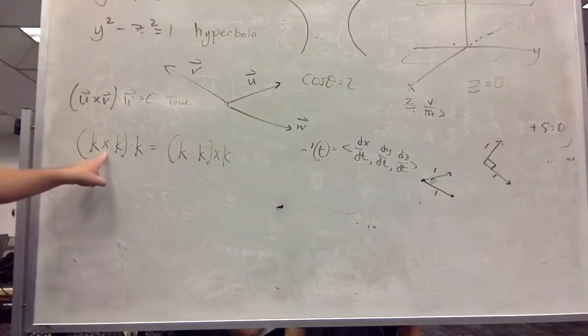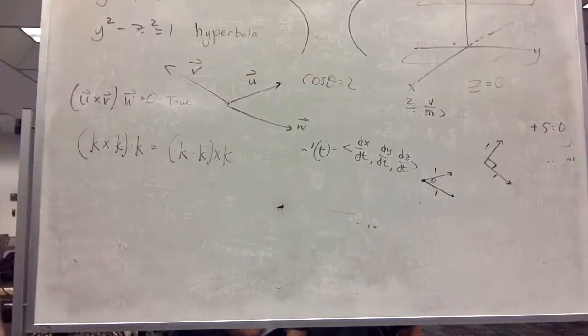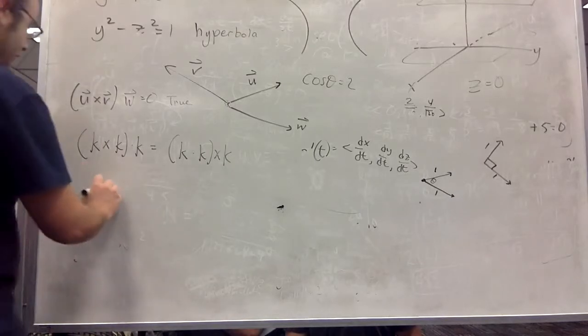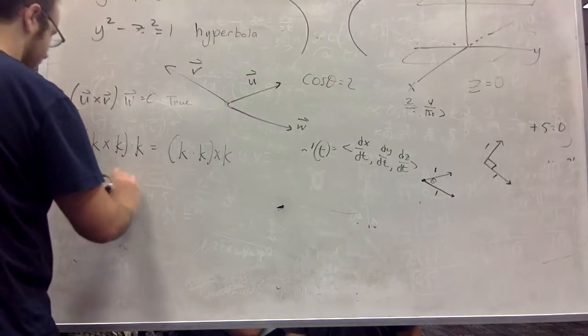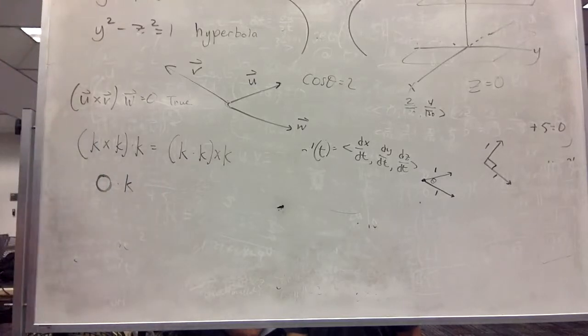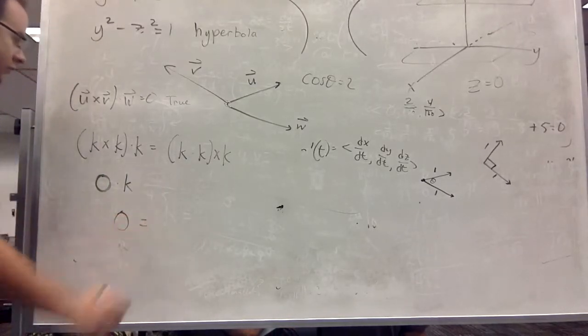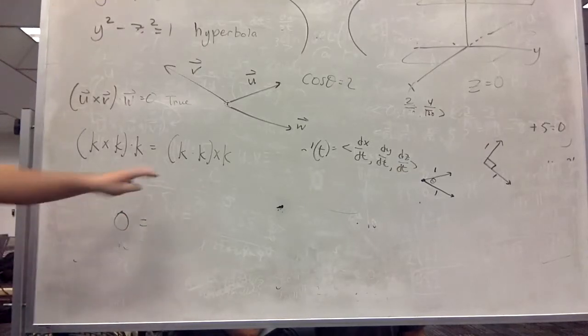Okay, what is k cross k? What happens when you cross the vector with itself? 0. You get the 0 vector. And when you dot the 0 vector with anything, what do you get? 0. Yeah. This is the number 0.